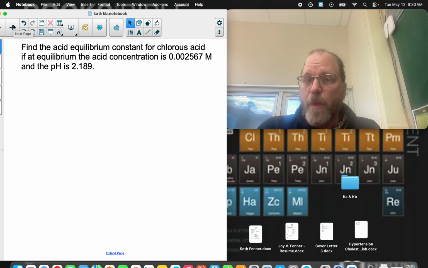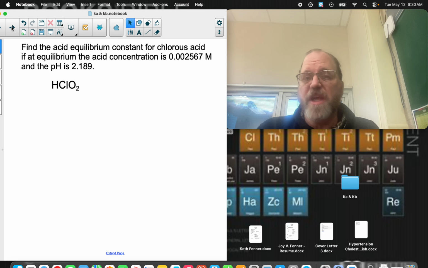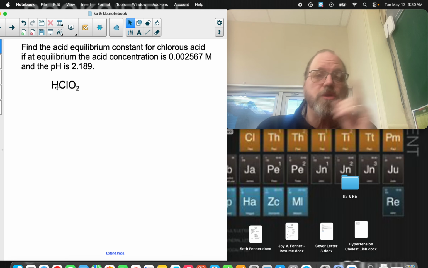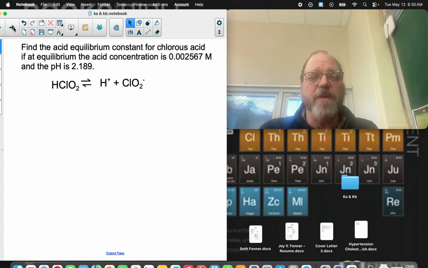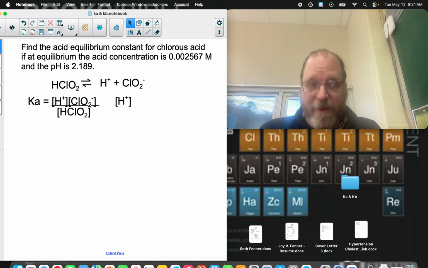First we need to know what the acid is, and it's chlorous acid. Acids that end in -ous are -ites, so that's HClO2. H is plus, chlorite is minus, and because 2 minus 1 is 1, that's less than 2, so it's going to be an equilibrium. Now we dissociate it into its ions: hydrogen ion and chlorite ion. My Ka value is going to be the products over the reactants, and because everything's 1, my exponents are all 1. The concentration of H plus times the concentration of ClO2 minus, all over the concentration of HClO2. We want to find the hydrogen ion concentration first.